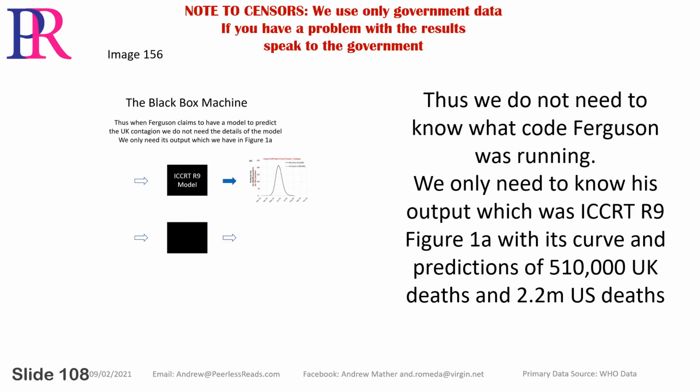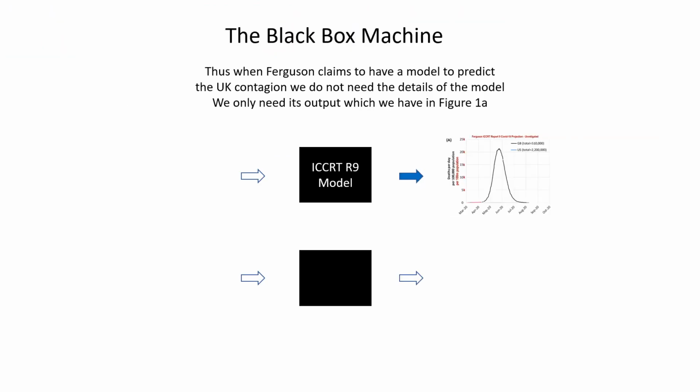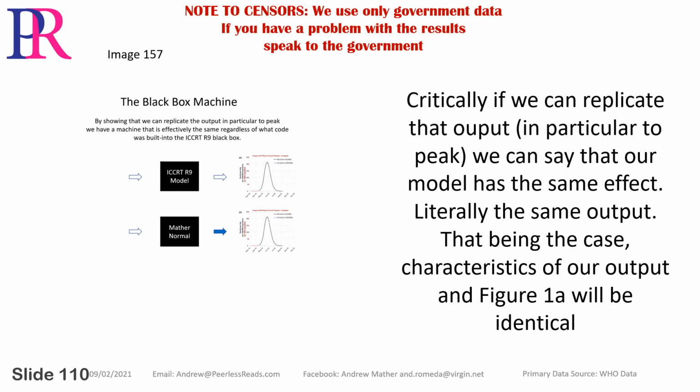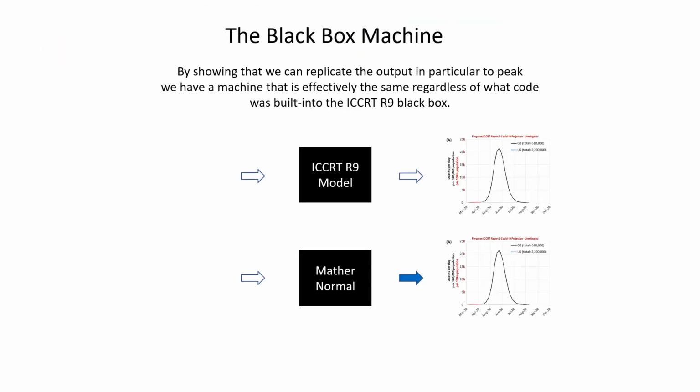Thus, we do not need to know what code Ferguson was running. We only need to know his output, which was ICCRT Report 9 Figure 1a, with its curve and predictions of 510,000 UK deaths and 2.2 million US deaths. Critically, if we can replicate that output, in particular to peak, we can say that our model has the same effect, literally the same output. That being the case, characteristics of our output and figure 1a will be identical.